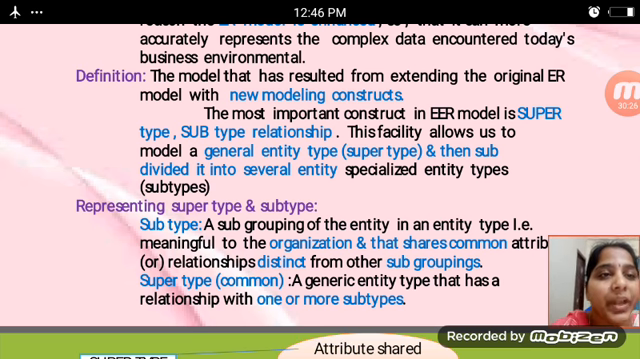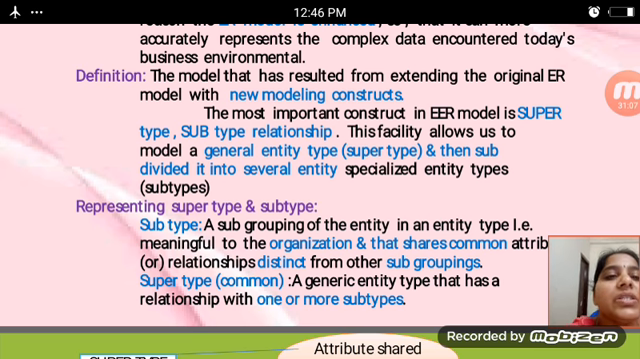What is a supertype and a subtype? A subtype is a subgrouping of entities in an entity type that is meaningful to the organization, that shares common attributes and relationships distinct from the other subgroupings.